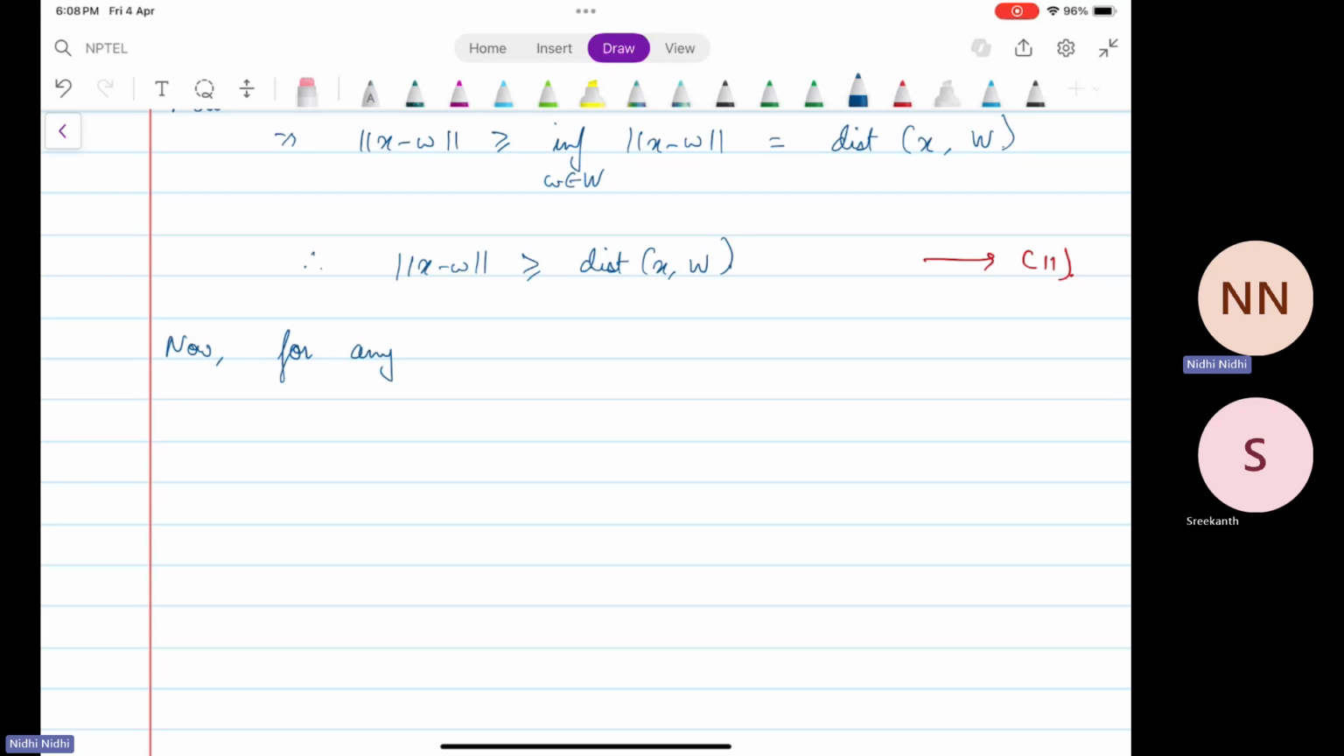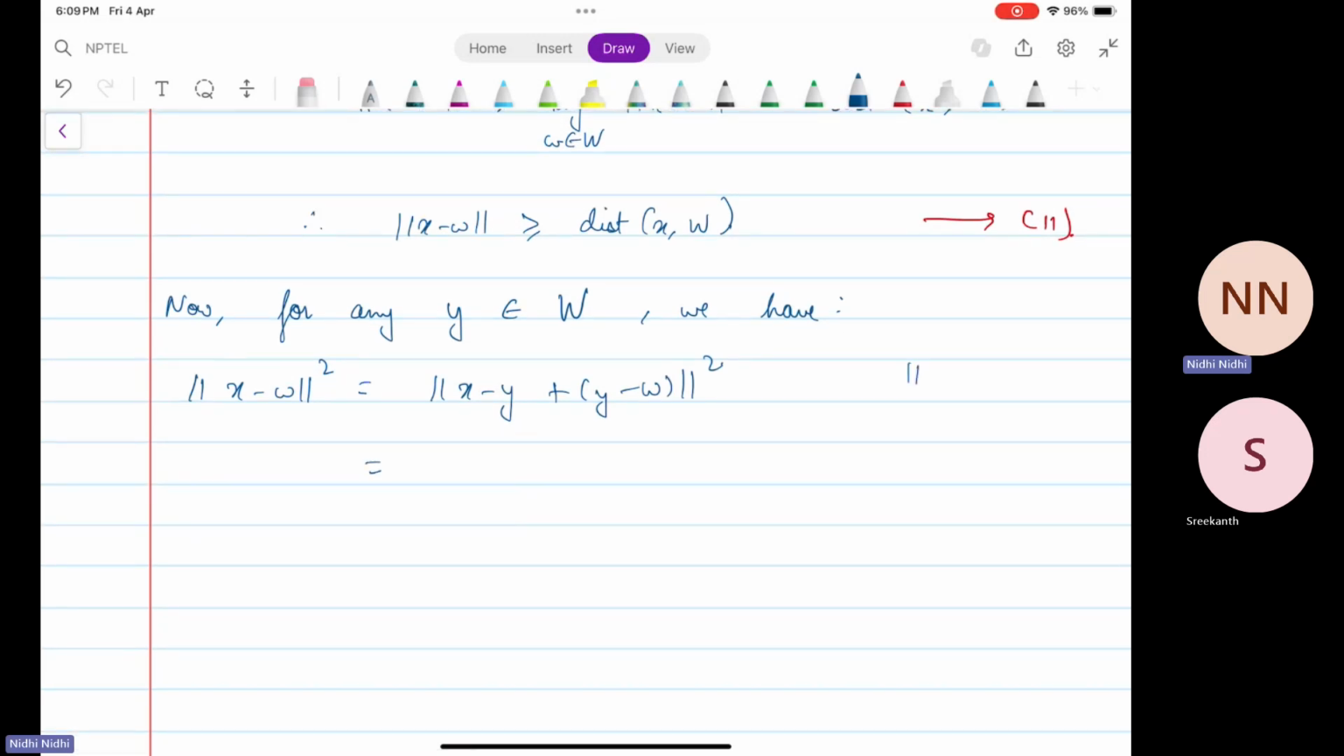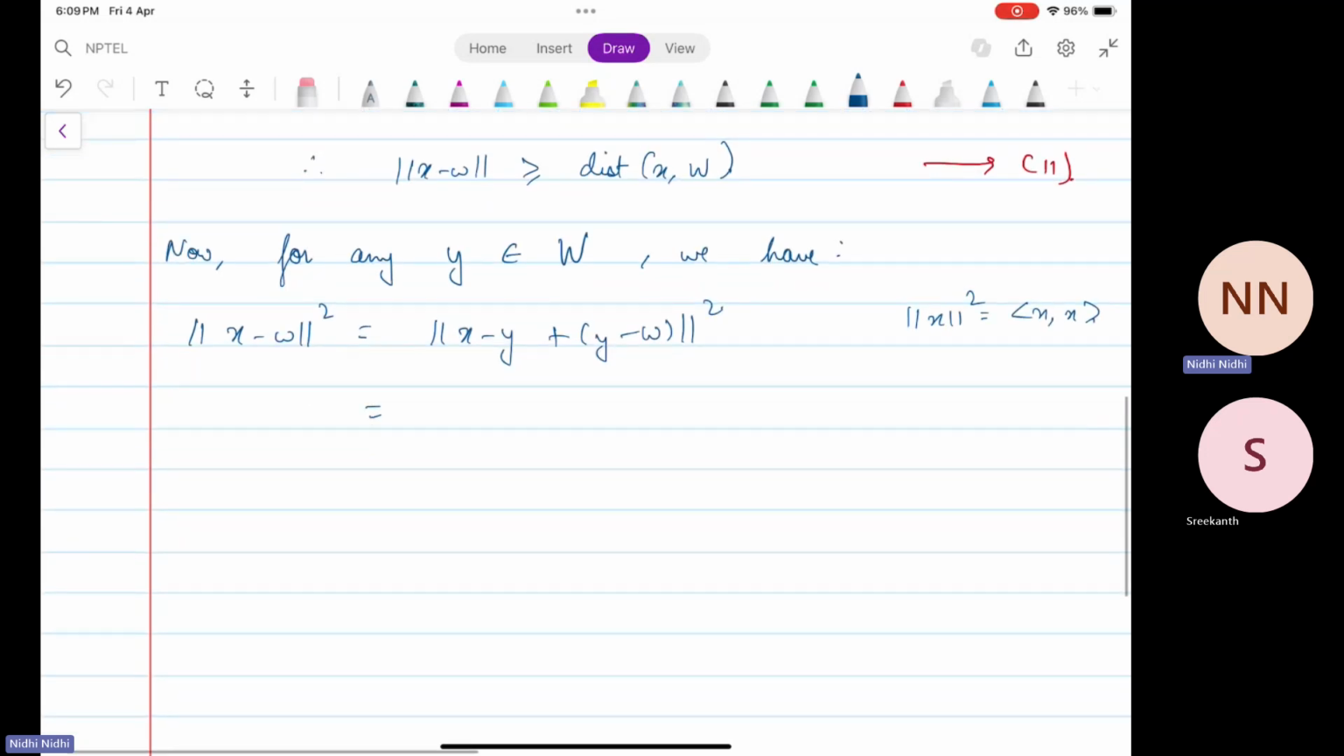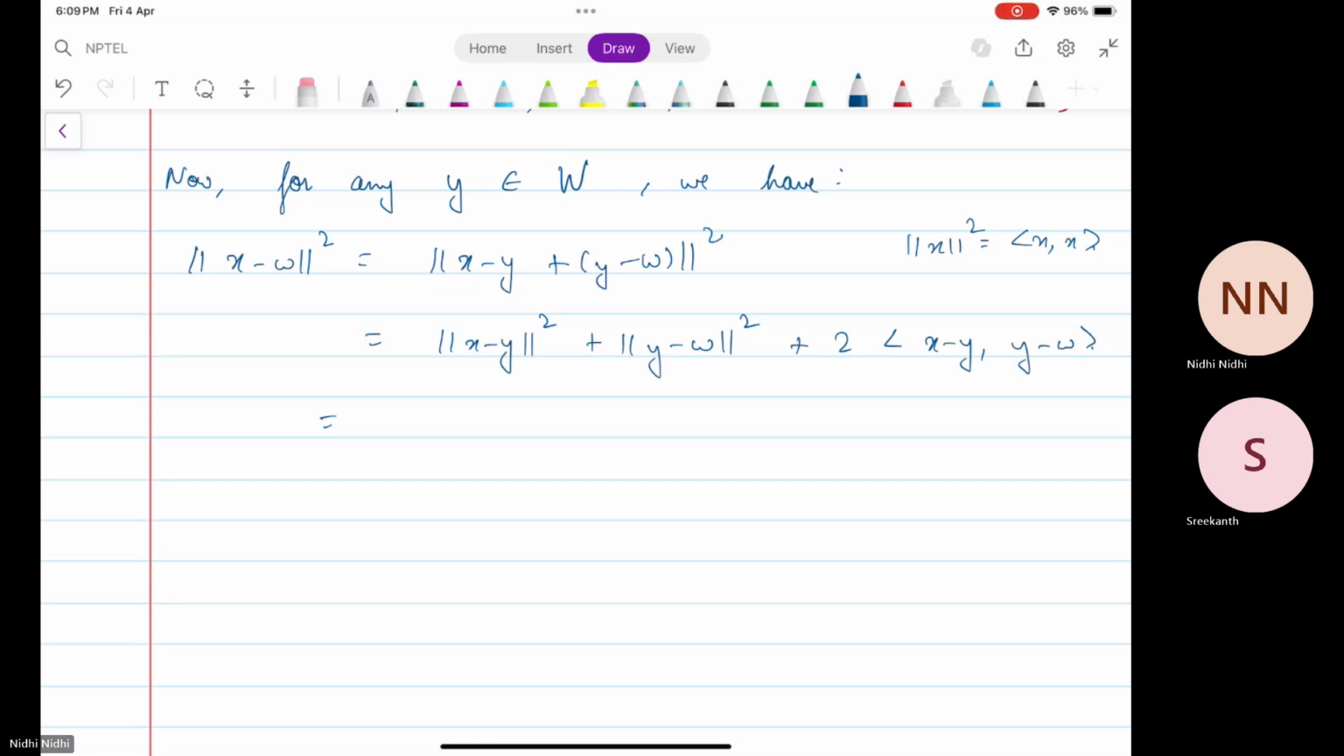For any arbitrary y in this space W, we have norm x minus w square. So I can add and subtract y in between. And by a basic norm property, since norm square is nothing but the inner product of x with x, we can open this norm square and we'll end up getting norm x minus y square plus norm y minus w square plus 2 times the inner product of x minus y with y minus w.